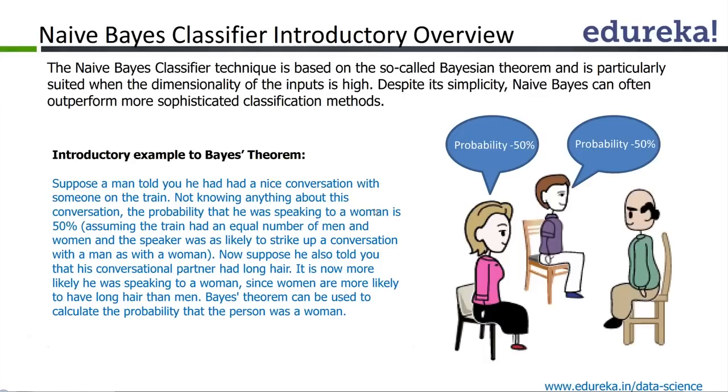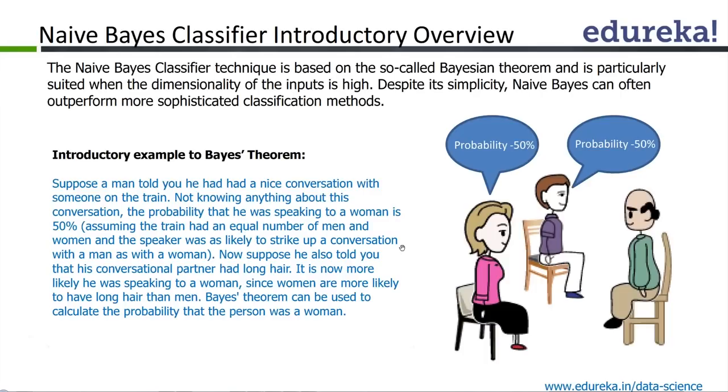As described on this particular slide, let's say one of your friends is talking to a person on a train journey, and he's telling you about that conversation. And if somebody else asks you, whom do you think your friend is talking to, a man or a woman? You have to guess who that person is. And what would you guess? It's a 50-50 chance, right?